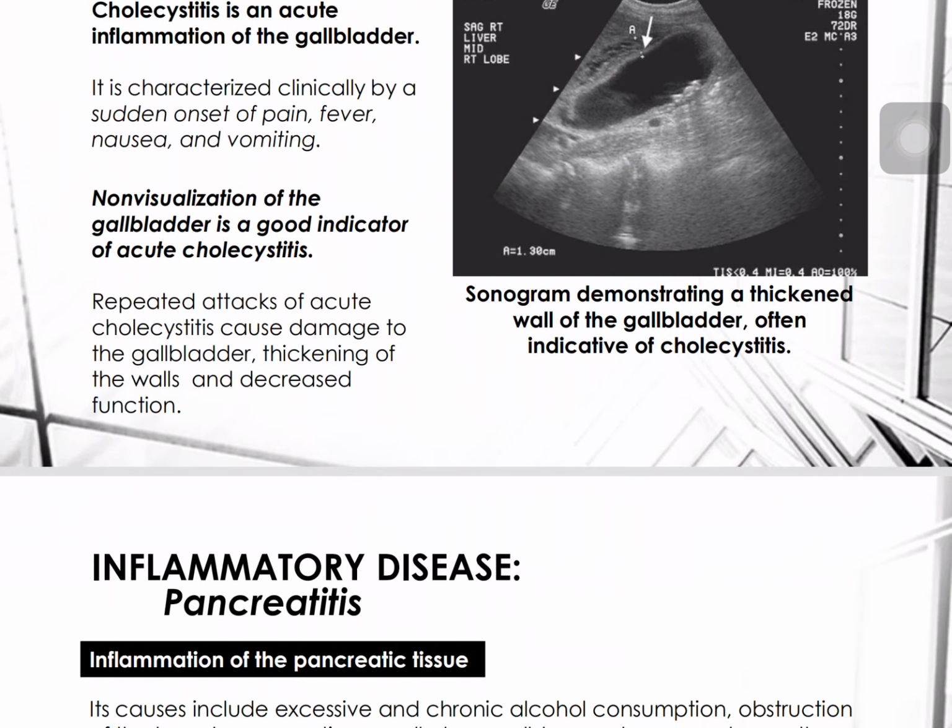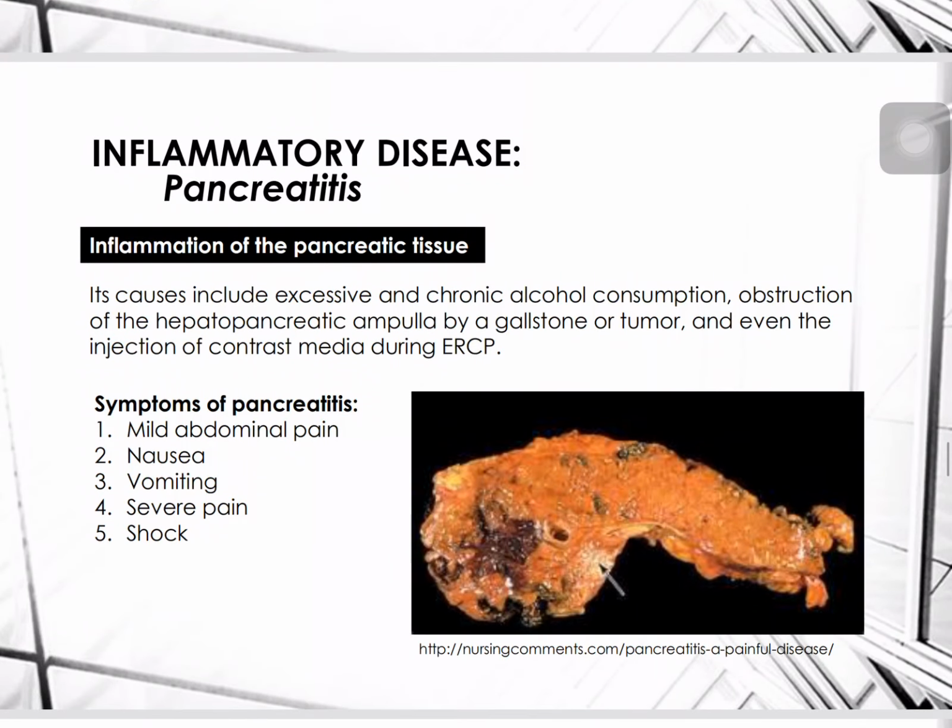Inflammation of the pancreatic tissue is called pancreatitis. It is one of the most complex and clinically challenging disorders of the abdomen, and it is classified as acute or chronic according to clinical, morphologic, and histologic criteria. Its causes include excessive and chronic alcohol consumption, obstruction of the hepatopancreatic ampulla by a gallstone or tumor, and even the injection of contrast media during ERCP.